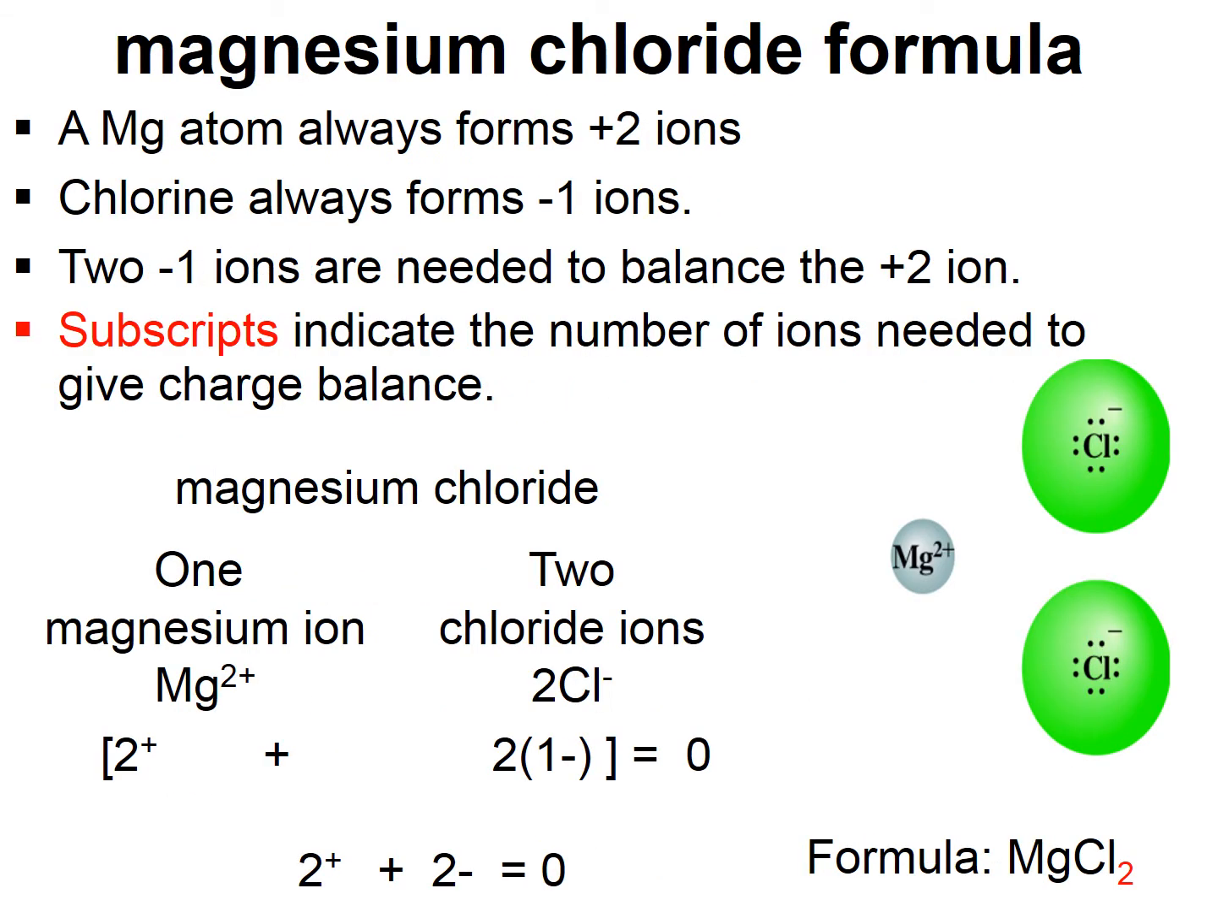When it comes to magnesium chloride, we know magnesium always forms +2 ions, and chlorine always forms -1 ions. And so now we need more negatives to balance out the 2 positive on the magnesium. So if we have 2 chloride ions, that makes the charges equal. And so we now have a formula of MgCl subscript 2.